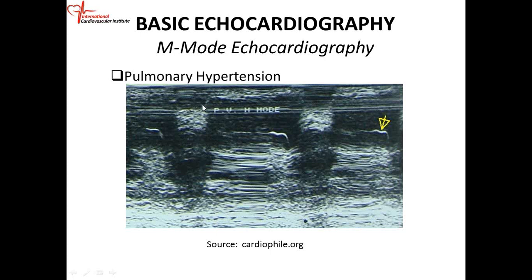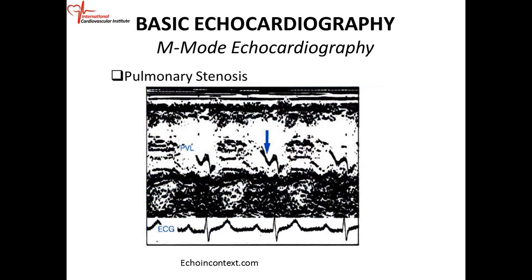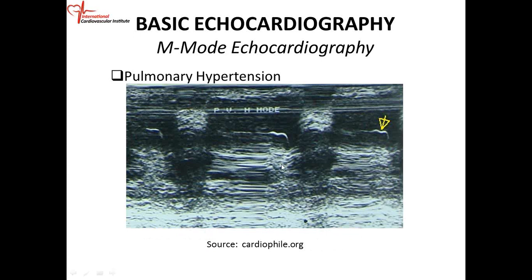In pulmonary hypertension, you get what we call a flying Doppler. There is loss. You're going to lose your A wave. So this A wave right here, you're going to lose it. It will look almost flat. So for pulmonary hypertension, you're going to lose your A wave.